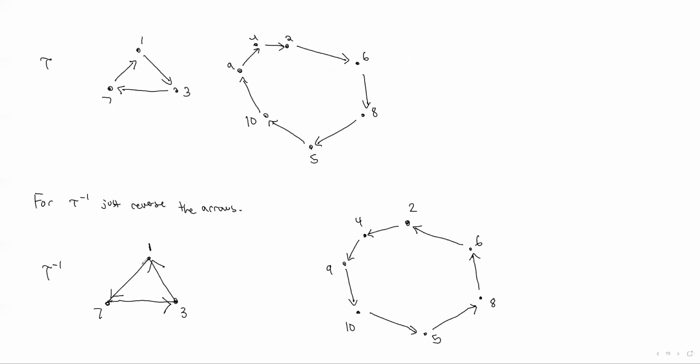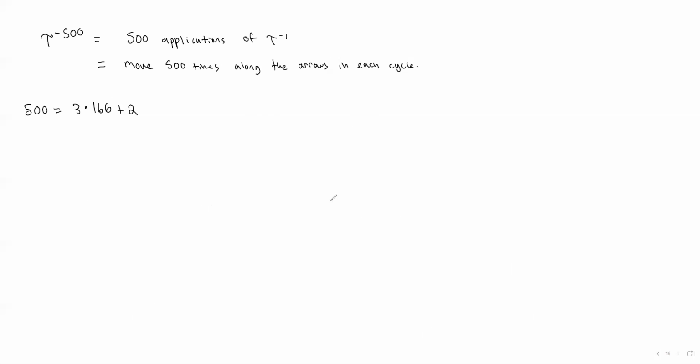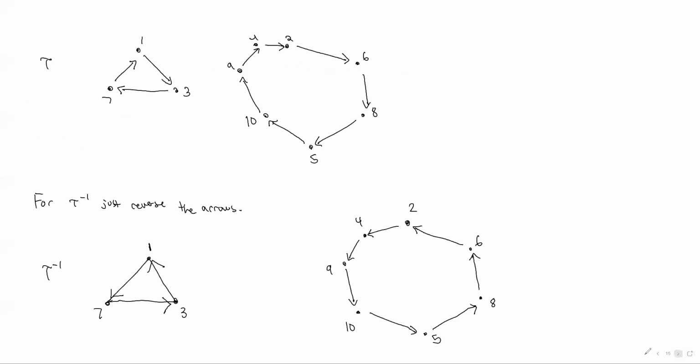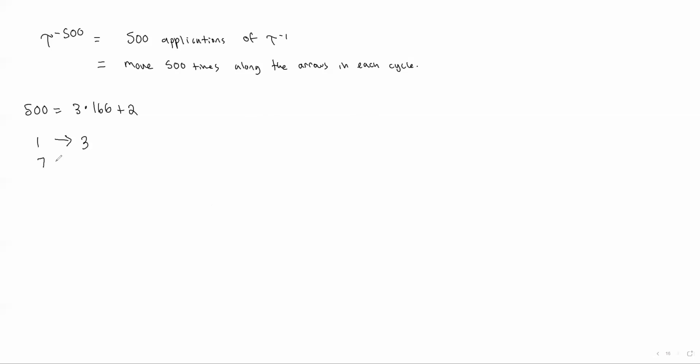So 1 will go back to itself 166 times. And then I'll move 2 steps. So it'll go to 3. So 1 will go to 3. Similarly, 7 will move 2 steps, so it'll go to 1. And 3 will go 2 steps, so it'll go to 7.